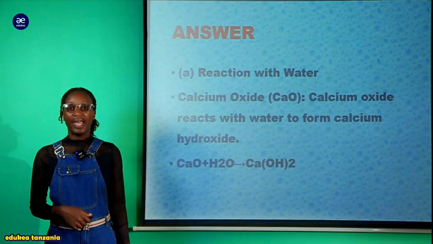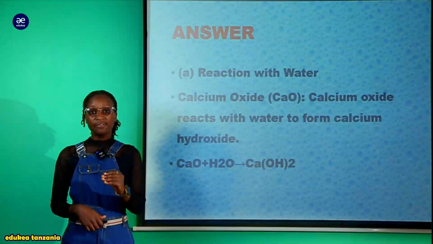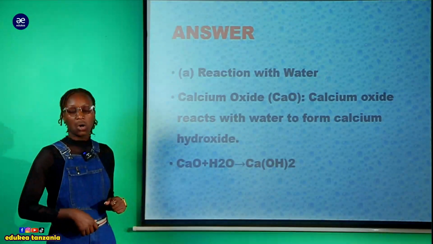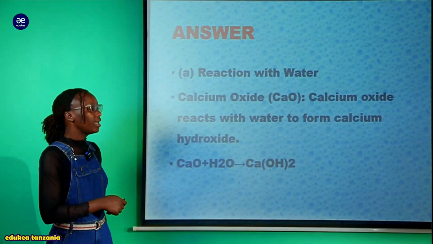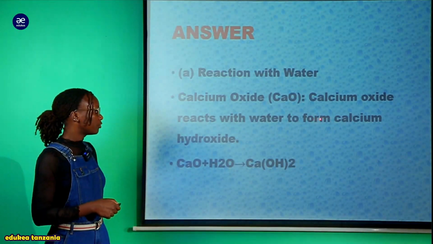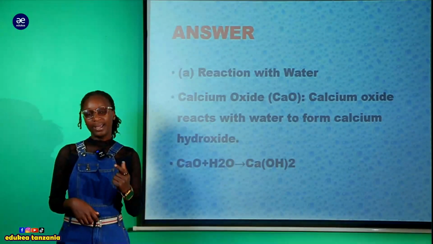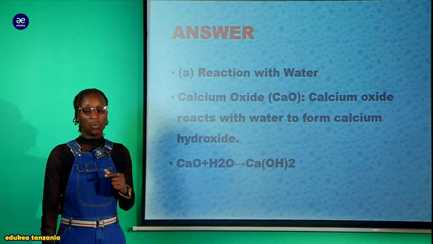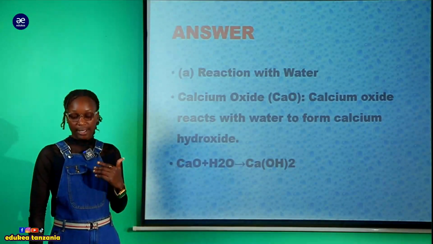So let us start with A. A specifically is the reaction with water. Those 4 metal oxides we are going to react with the water compound. Okay, let us start with calcium oxide. So calcium oxide reacts with water to form calcium hydroxide. First we show that this calcium oxide compound reacts with the water compound to produce something, but we do not stop there. We are going to show its balanced chemical equation.